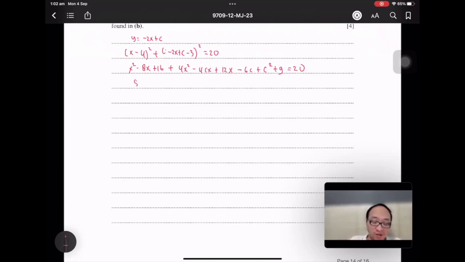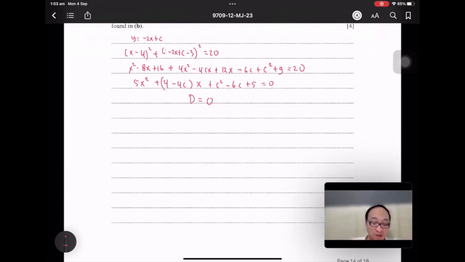And then simplify: 5x squared, and then plus 4x and negative 4cx can be combined. And then plus c squared minus 6c, plus 16 plus 9 plus 25 minus 20 plus 5 equals 0. So to find the tangent, the discriminant from this quadratic equation should be equal to 0.